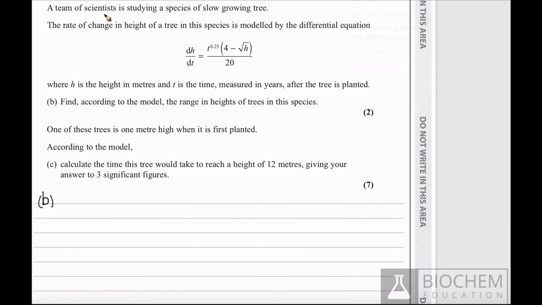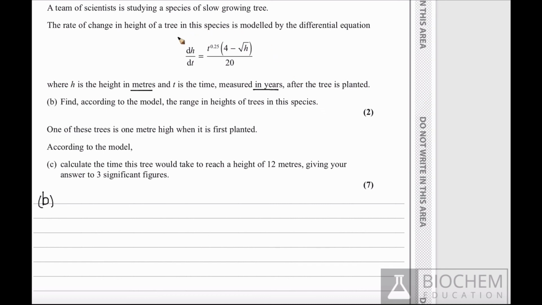Question 14, part B. A team of scientists is studying a species of slow-growing tree. The rate of change in height of a tree in this species is modeled by the differential equation dh over dt equals t to the power of 0.25 times (4 minus square root h) divided by 20, where h is the height in meters, very important, and t is the time in years after the tree is planted. Find, according to the model, the range in heights of trees in this species.